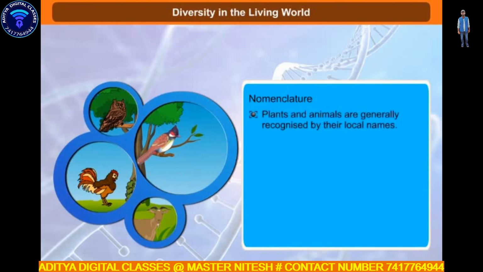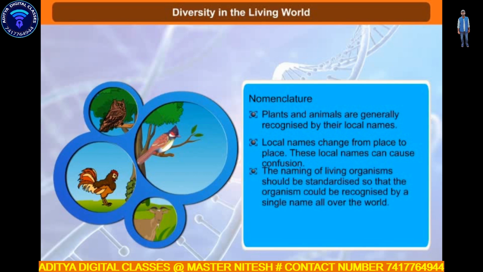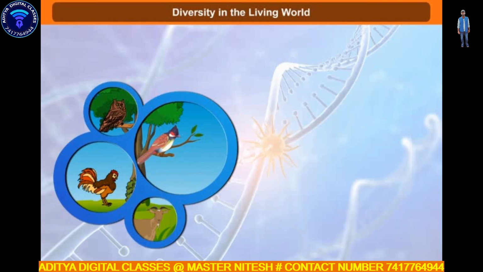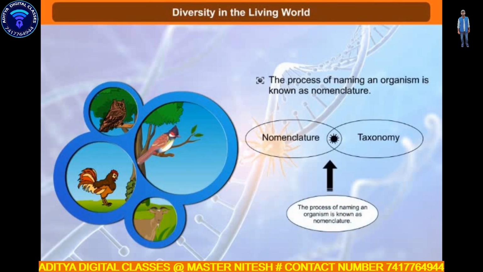Nomenclature. Plants and animals are generally recognized by their local names. Local names change from place to place. These local names can cause confusion. The naming of living organisms should be standardized so that the organism could be recognized by a single name all over the world. The process of naming an organism is known as nomenclature.